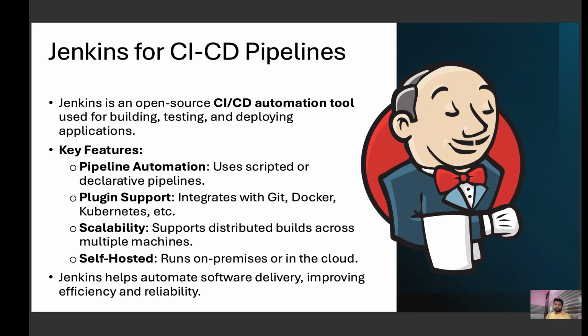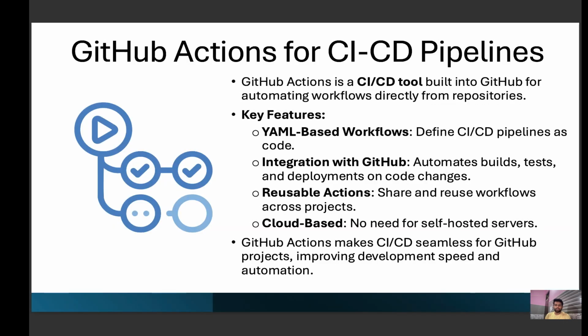GitHub Actions for the CI/CD pipeline. GitHub Actions is a CI/CD tool built into GitHub. It is integrated with GitHub. GitHub is open source, and GitHub Actions is also open source. It is free to use as well, along with Jenkins. I will be covering both Jenkins and GitHub Actions in my further videos.